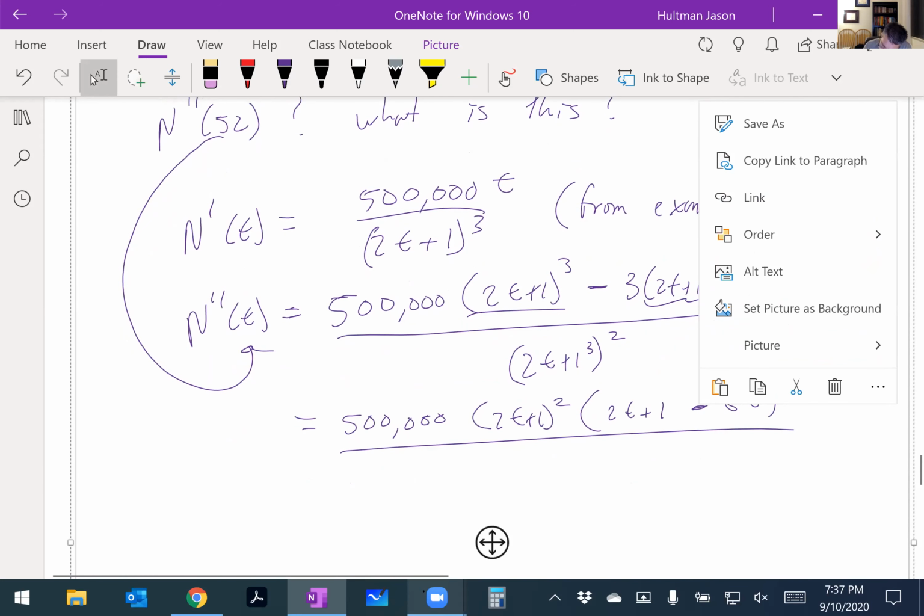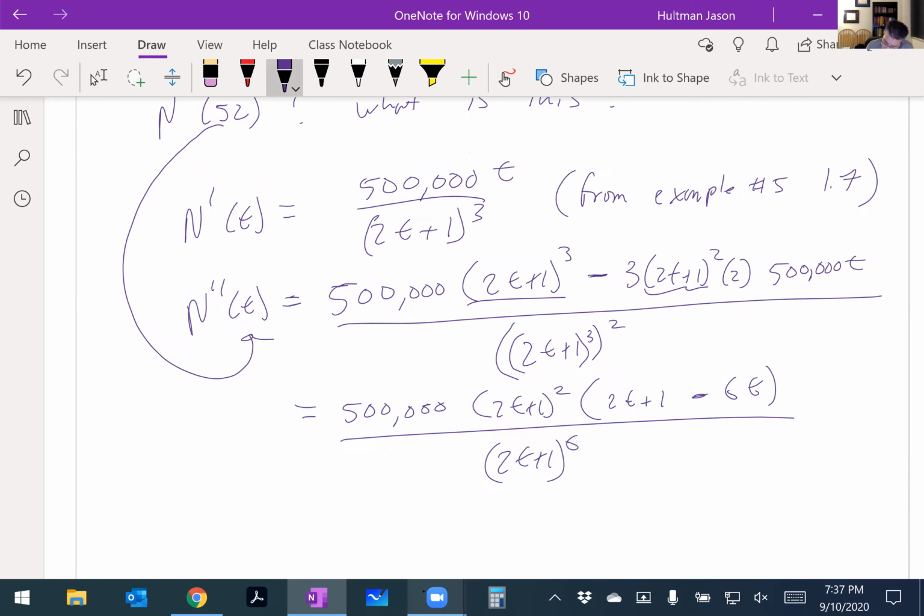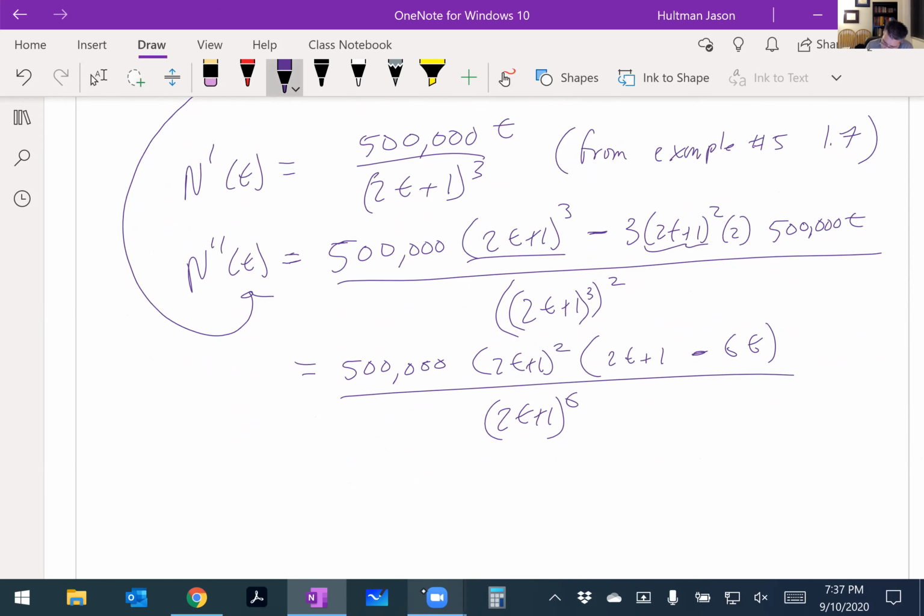Over (2t plus 1) cubed, to the third, cubed to the second, so that's going to be to the 6th. This is (2t plus 1) to the 6th. Okay, so this does clean up pretty nicely. This is to the 2nd, to the 4th. So this is equal to 500,000 times 2t minus 6t, which is negative 1 minus 4t, all over (2t plus 1) to the 4th power. Oh, that's nice. So that's n double prime of t.